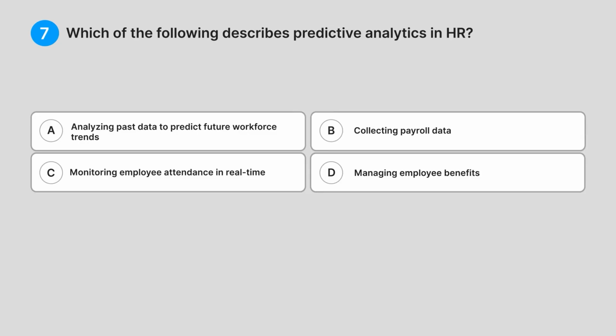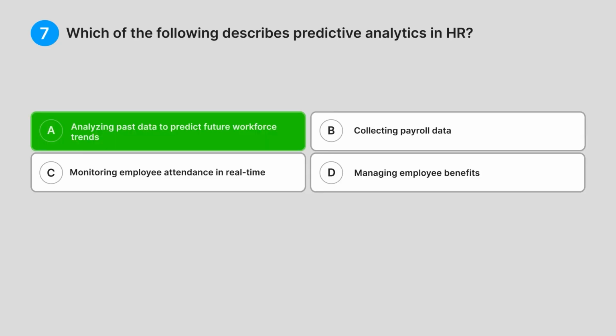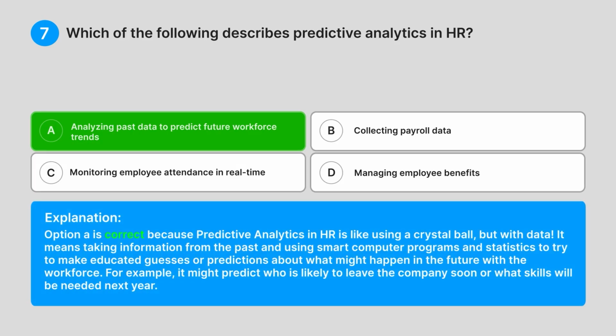Correct answer, A. Analysing past data to predict future workforce trends. Explanation. Option A is correct because predictive analytics in HR is like using a crystal ball, but with data. It means taking information from the past and using smart computer programs and statistics to try to make educated guesses or predictions about what might happen in the future with the workforce. For example, it might predict who is likely to leave the company soon, or what skills will be needed next year.